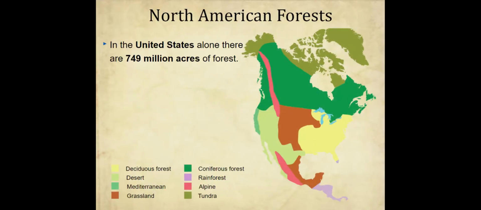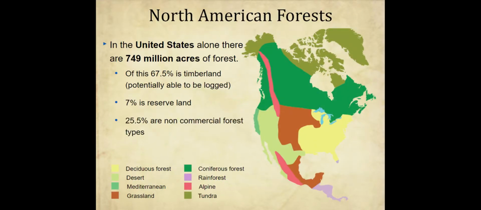Right? North America, we have a lot of forest. A lot of it can be logged. Almost 70% of it can be logged. About 25% are non-commercial forest types, so they can't be logged, but you can do other things on them. And then about 7% is reserved, like nothing can happen in there.